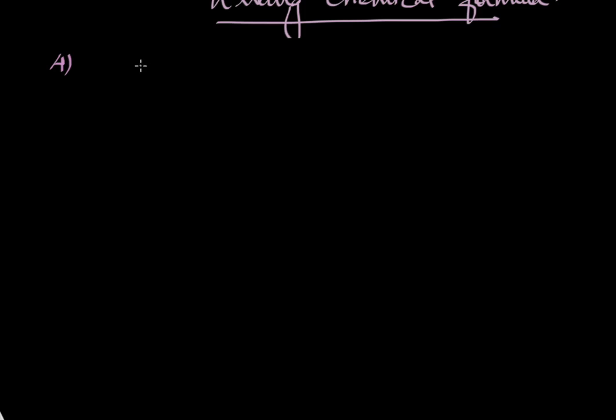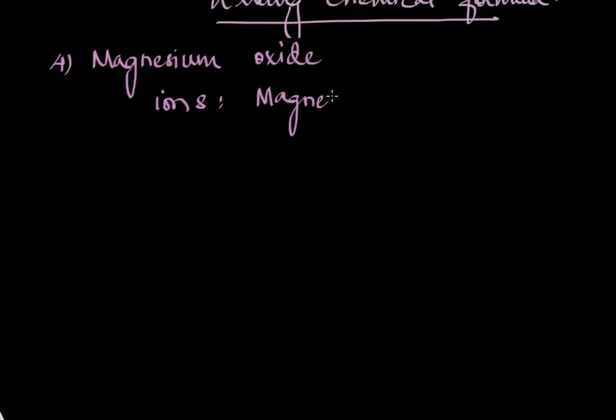Now it seems a little bit easier for writing the chemical formula, but nevertheless we'll practice a little bit more. This time I want to write down the chemical formula for the compound magnesium oxide. Okay, magnesium oxide. Again, the same steps I am going to repeat. So the ions present are magnesium ion and oxide ion.